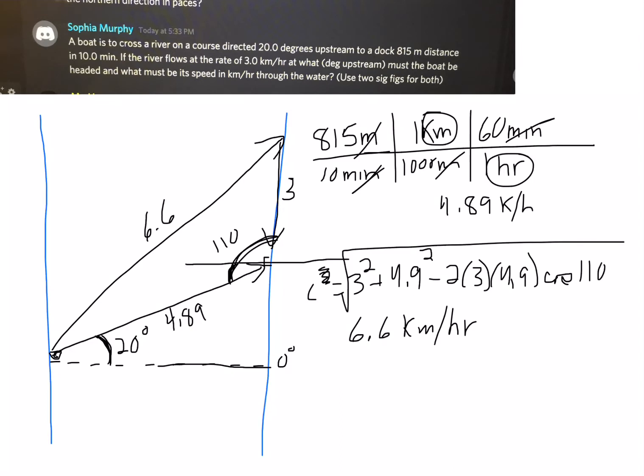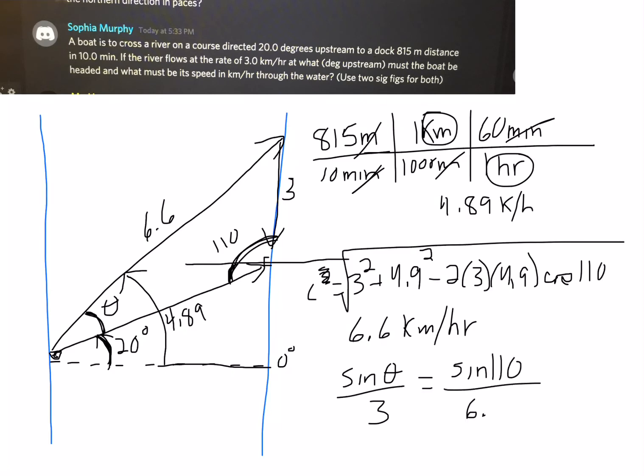Okay, we also need the bearing. How many degrees upstream from the 0 is that vector? Well, we know it's 20 to there. So all we need to know is what this angle is in here, and we can add it to the 20. We can use the law of sines. How do I find this theta here? I could do sine of that angle over the opposite side, which is 3, equals the sine of the other angle we know, 110, over its opposite side, 6.6. So we can cross multiply and divide, and then we have to do the inverse sine to get that angle.